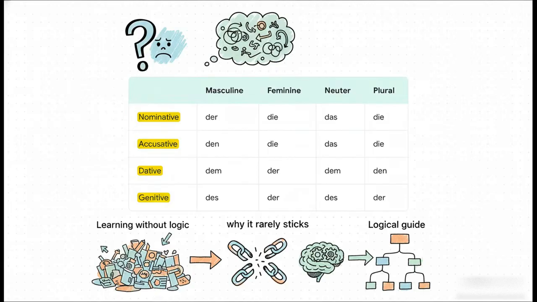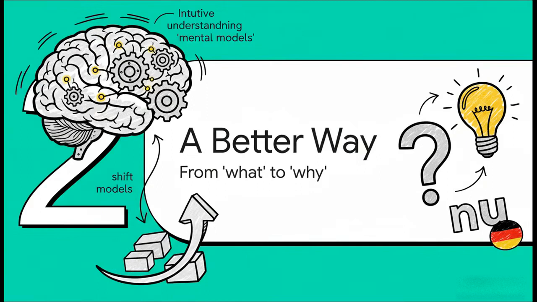Ugh, does this look familiar? Yeah, this is the old way. This is brute force memorization, making you learn over 16 different article variations without ever understanding the why behind any of them. You're learning without logic, and that is precisely why it so rarely sticks. So let's just throw that out and shift to a better way, one that actually builds an intuitive understanding.